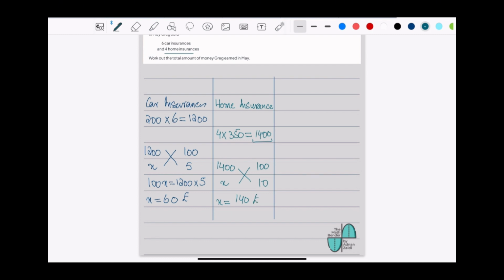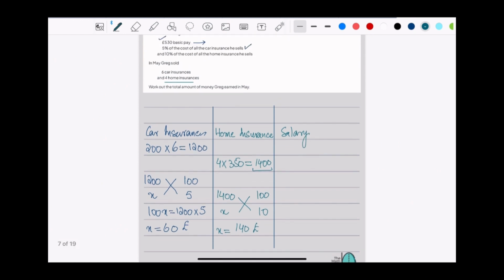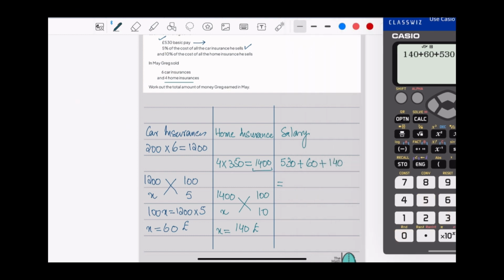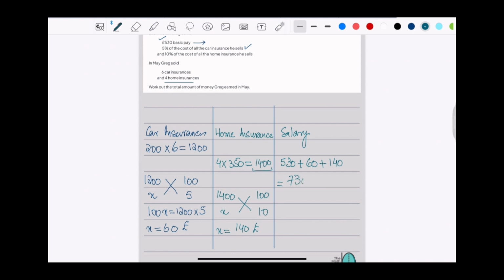Now his total salary that he's going to take home is going to be the initial salary, which was 530 pounds as his basic pay, plus 60 pounds as a commission on car insurances, plus 140 pounds as a commission on home insurance. So 140 plus 60 plus 530 gives you a total of 730 pounds in the month of May.